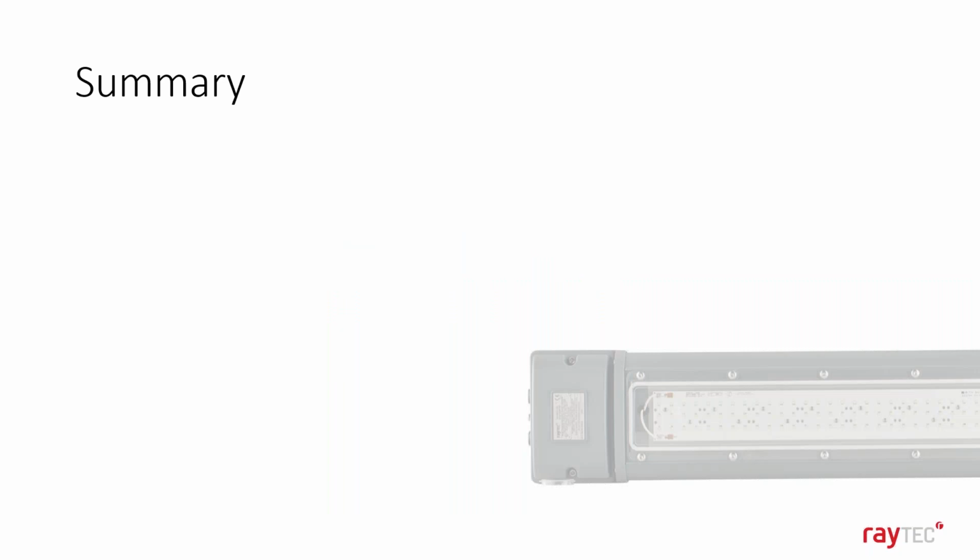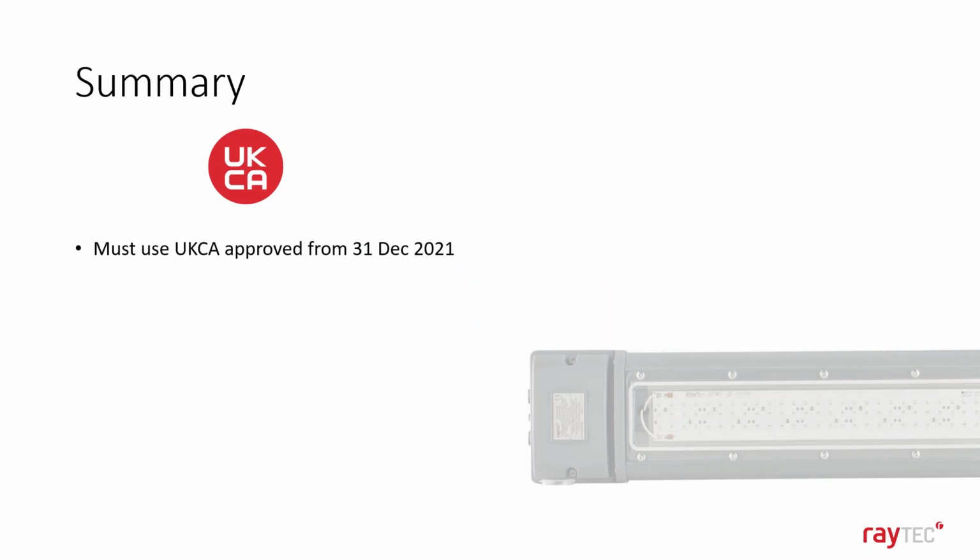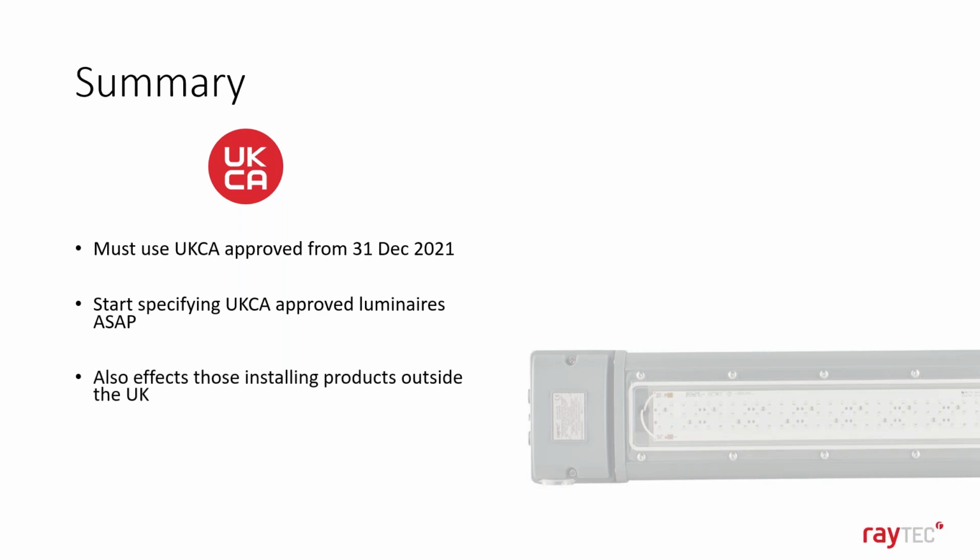So just to summarize that, starting with the changes which affect everyone, we must use a UKCA approved product on the GB market from the 31st of December 2021. You should start to look to specifying UKCA approved luminaires as soon as possible. Changes to the UK-EU trading relationship means that this also affects those installing products outside of the UK. And a key factor is that not all manufacturers will obtain or even seek to obtain UKCA marking.